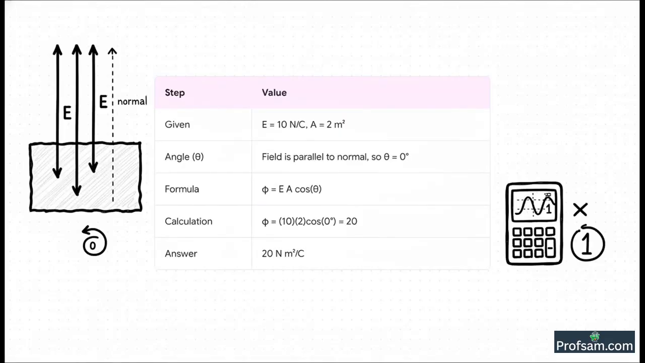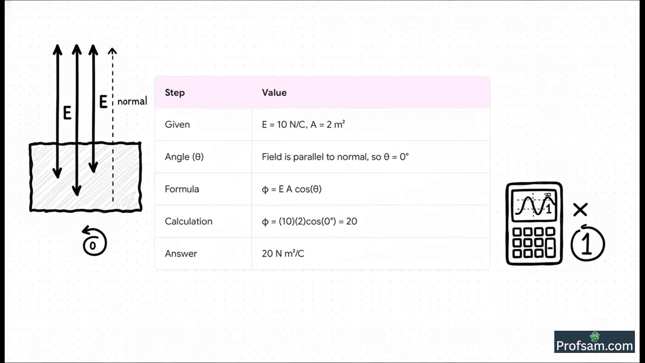Let's solve this step by step, just like in an exam. We are given E is 10, A is 2. Now the angle. The question says the field is perpendicular to the surface. Now think, if the field lines are hitting the surface at 90 degrees, what is their direction relative to the normal? They are going in the same direction as the normal. They are parallel to the normal. So the angle theta between E and the normal is 0 degrees. See? That's the trick. Now just plug it in.